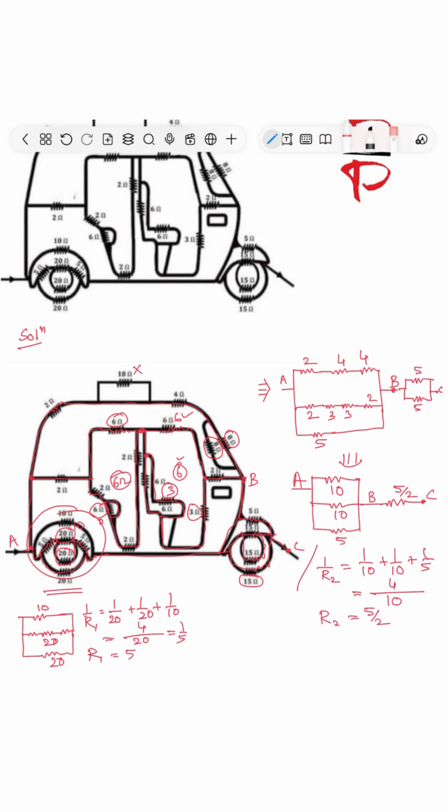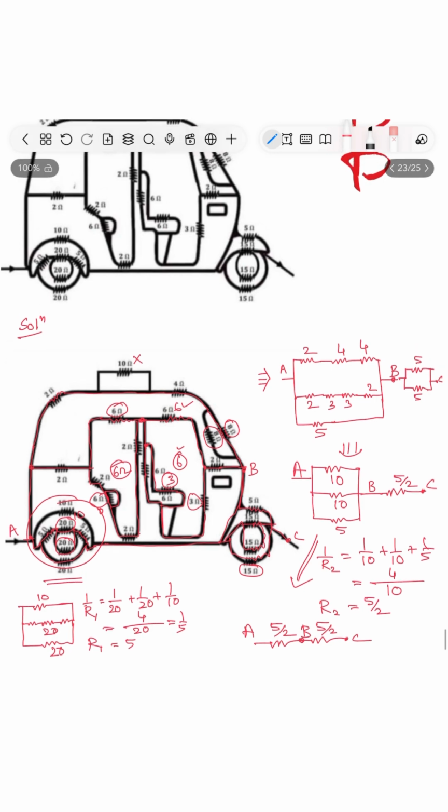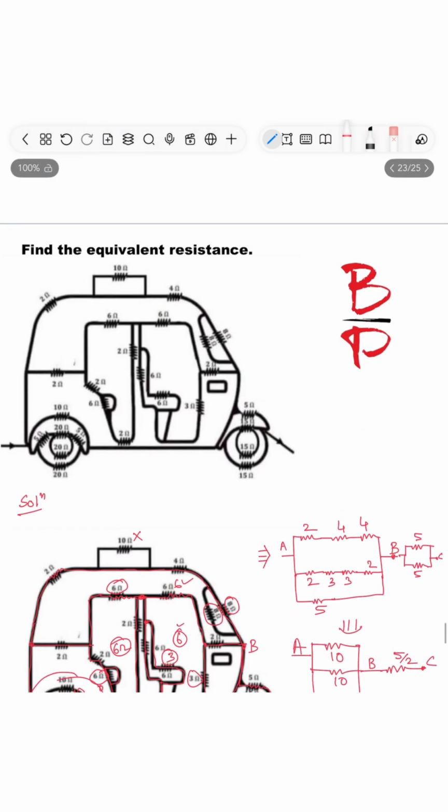So the equivalent resistance of this circuit will be: A point, it is 5 by 2, it is B point, and also 5 by 2, C. So finally two 5 by 2 ohm resistances are connected in series. So the R equivalent will be 5 by 2 plus 5 by 2. So it is 5 ohm. So the final answer is 5 ohm. So 5 ohm will be the equivalent resistance of this auto.